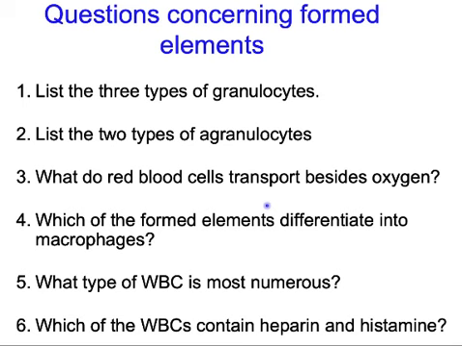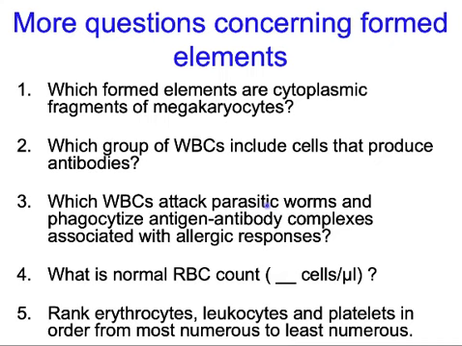Which of the white cells contain heparin and histamine? And that's the basophil. Which of the formed elements are cytoplasmic fragments of megakaryocytes? And that's thrombocytes. Megakaryocyte just means cell with a big nucleus. Megakaryocytes are unusual because they undergo mitosis but not cytokinesis. So they have this giant nucleus, and they just have little cytoplasmic extensions that break off in blood sinusoids, and those little membrane fragments that break off, those are the platelets. So this is made in the red bone marrow.